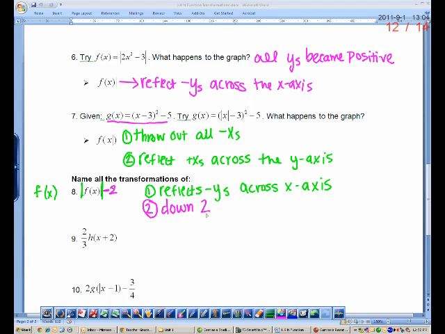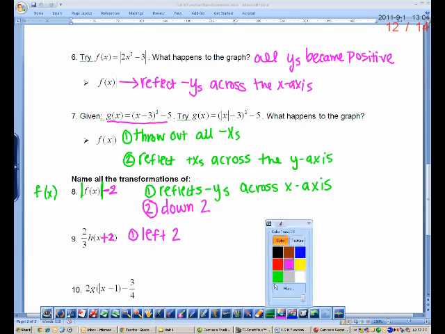Look at number 9. Start closest to our x and work outwards. What should we start with first? Yeah, this plus 2. What does that plus 2 tell us to do when it's inside the parentheses? Left 2. Good. This is the one that's weird because it's inside your parentheses. What's the next transformation we're going to do?